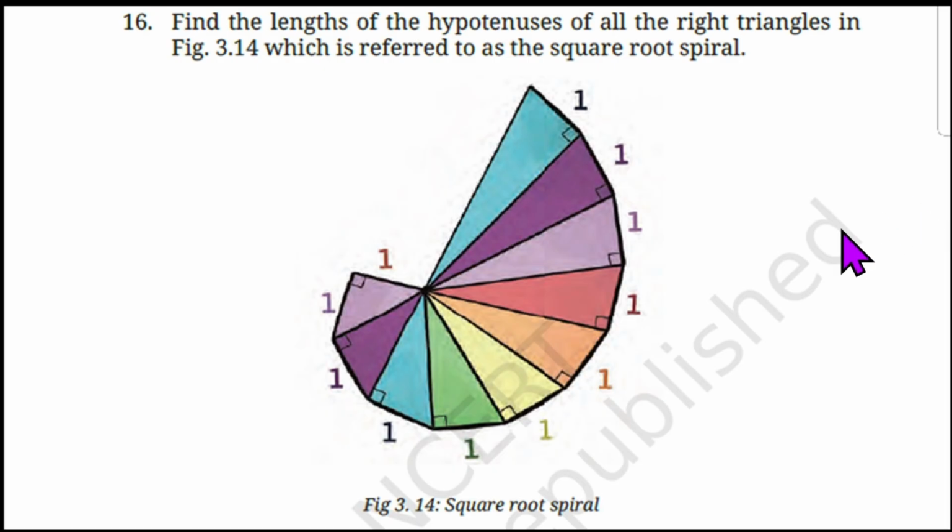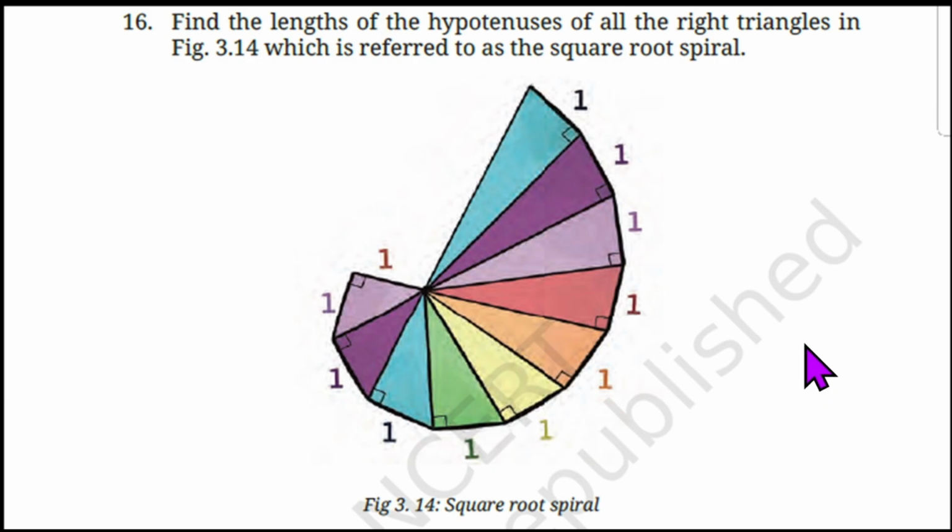Now this is a very interesting example. Here we have been given a square root spiral. It is a square root spiral. Now this square root spiral is very much required, or we have to construct these right angled triangles in order to locate the root values, that is root 2, root 3, root 4, root 5, root 6, root 7, root 8, root 9, root 10, root 11 on a number line.